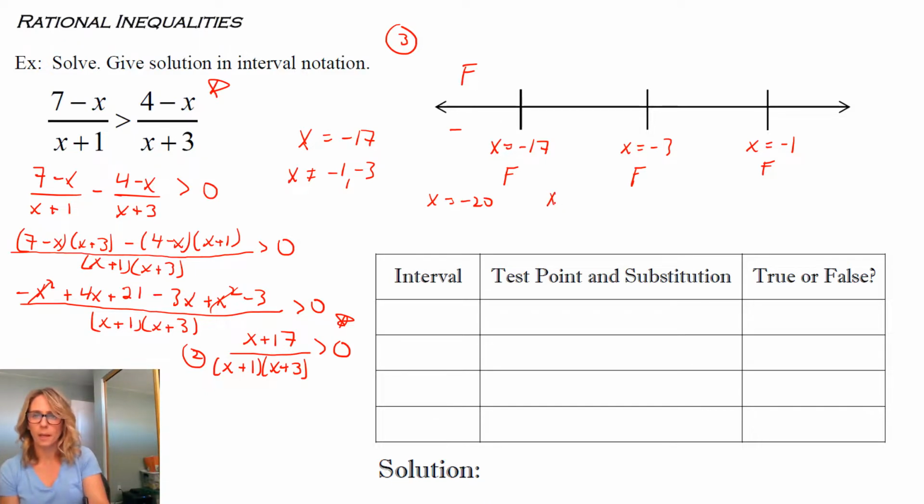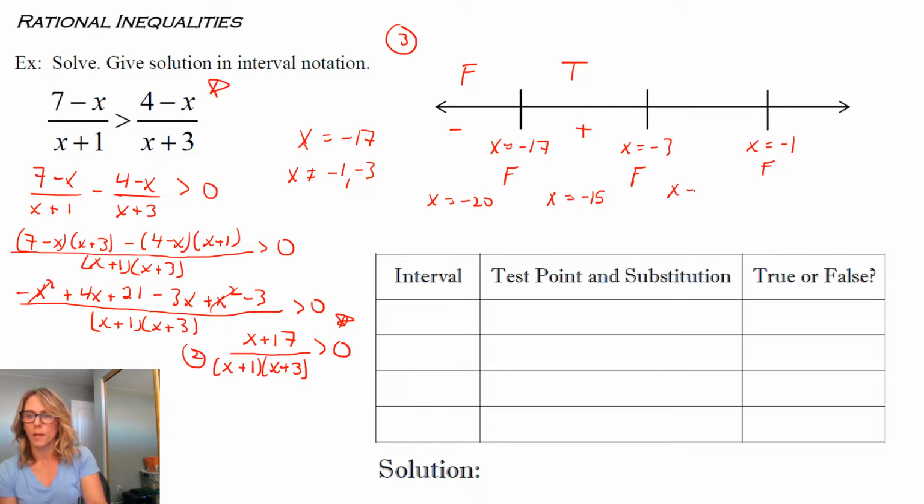We can pick something in between negative 3 and negative 17. Let's go with negative 15. My numerator is going to be positive. My denominator is going to be negative, negative. So that's a positive divided by a positive, or positive. So that is, positive values are greater than 0. So that makes my inequality true.